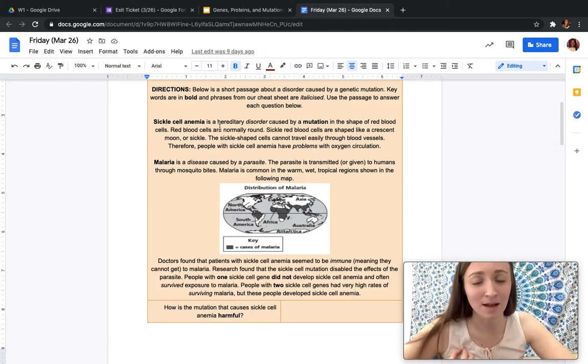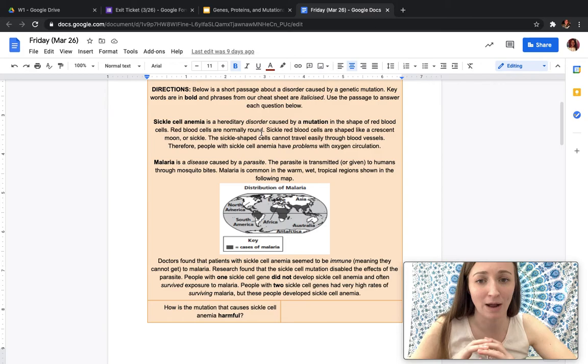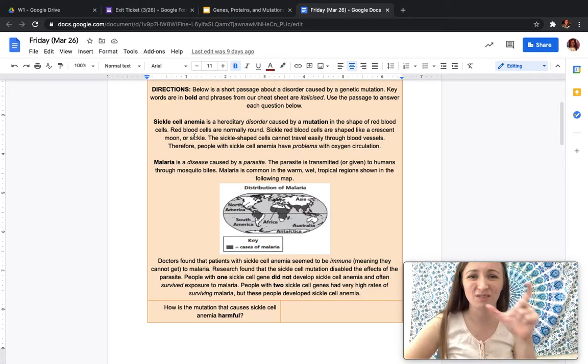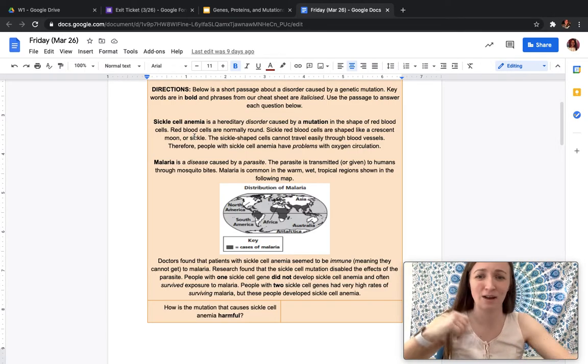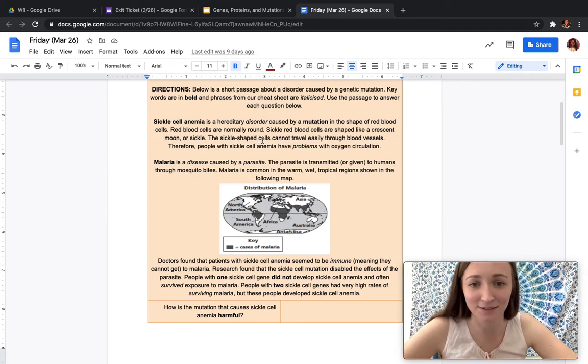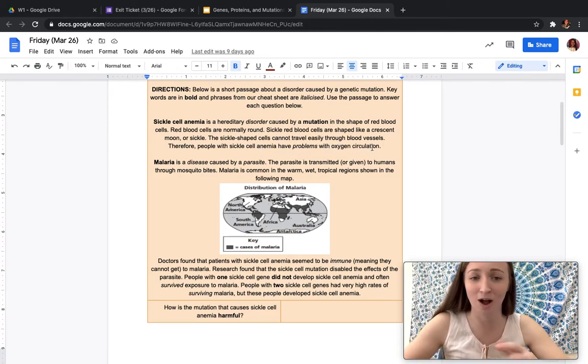Sickle cell anemia, I'm sure we've heard about it, is a hereditary disorder caused by a mutation in the shape of red blood cells. So, red blood cells are normally round, circular. Sickle red blood cells, however, are shaped like a crescent moon or a sickle. So, think of a moon, it's got a piece out of it. The sickle shaped cells cannot travel easily through blood vessels. Therefore, people with sickle cell anemia have problems with oxygen circulation. So oxygen doesn't move through their body as well.